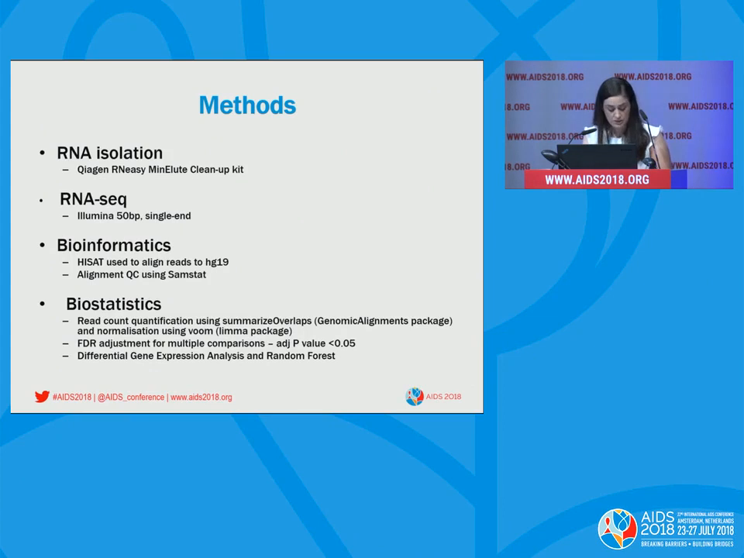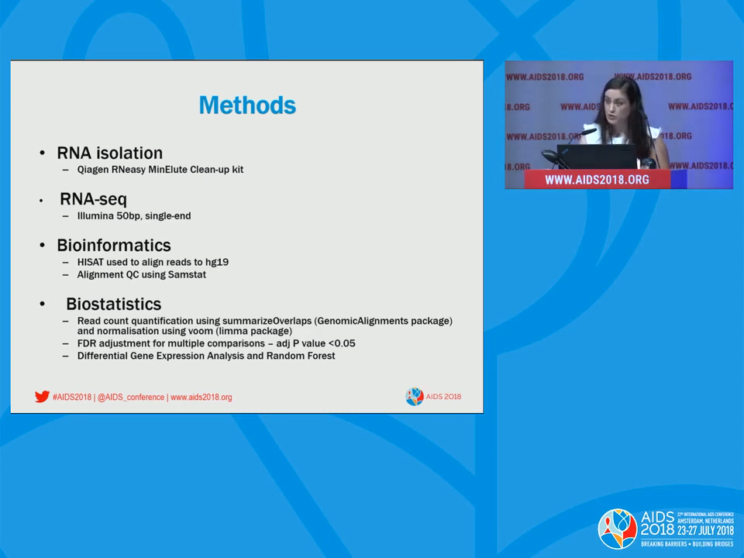PBMC isolation was performed in Manisa, and samples were shipped to Perth, Australia, where the RNA was isolated, and 50 base pair single-end RNA-seq was performed using the Illumina platform. We had on average 23 million reads per sample, and reads were aligned to the human reference genome with over 80% at high mapping accuracy. Normalisation and quantification of read counts was performed using R, and the statistical significance adjusted for multiple comparison.